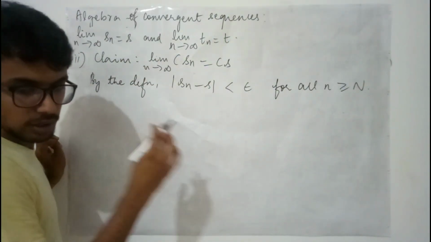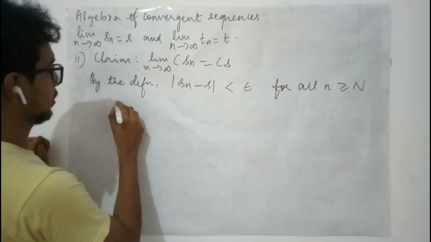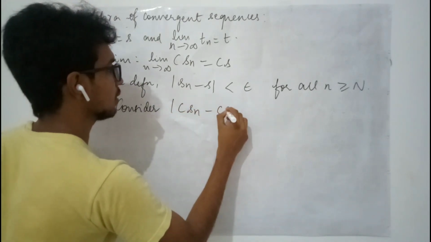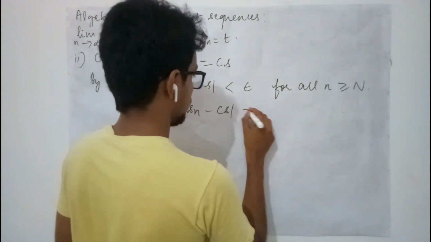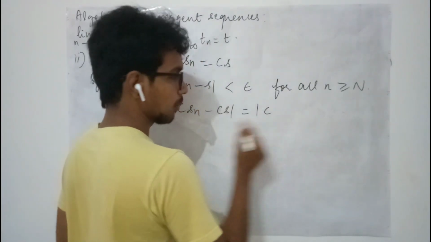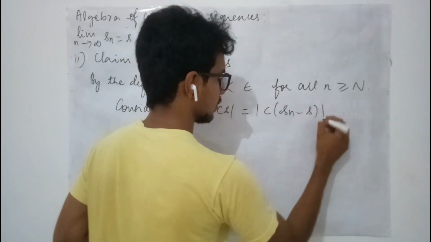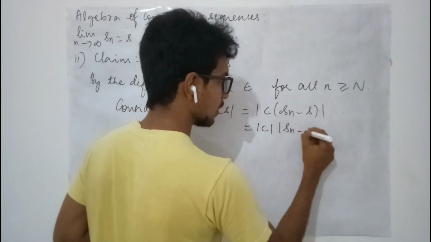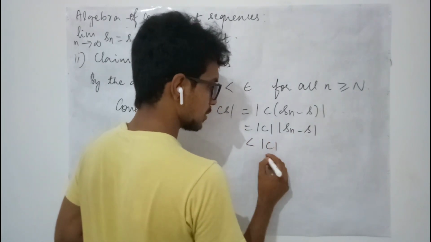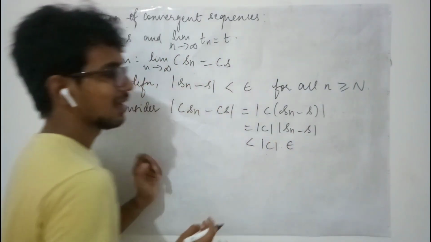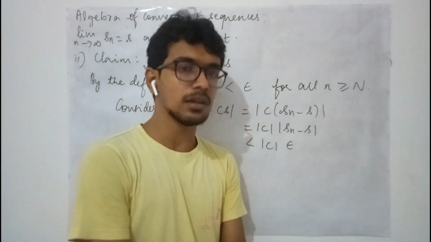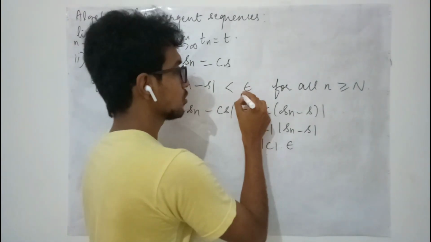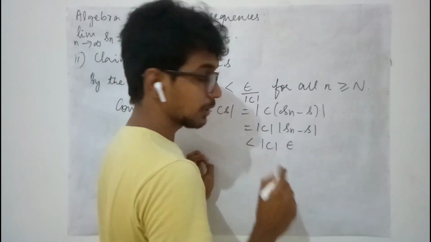Fine. Now what am I going to do? I am going to consider absolute of C Sn minus C S. If I take C as a common factor, I have Sn minus S. This still remains absolute of C times absolute of Sn minus S, and this is less than absolute of C times epsilon. At the end, if you wish to have epsilon, what should be the case? You will have to divide this quantity by absolute of C. So take this to be epsilon upon absolute of C.